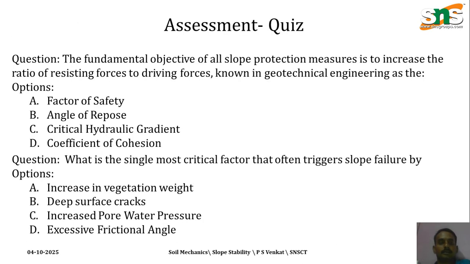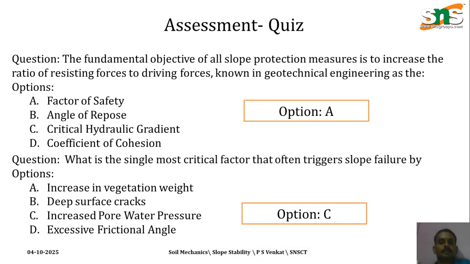Next, assessment in the form of MCQ. The first question is, the fundamental objective of all slope protection measures is to increase the ratio of resisting forces to driving forces, known in geotechnical engineering as: factor of safety, angle of repose, critical hydraulic gradient, coefficient of cohesion. So what will be the possible answer? The answer is option A, factor of safety.